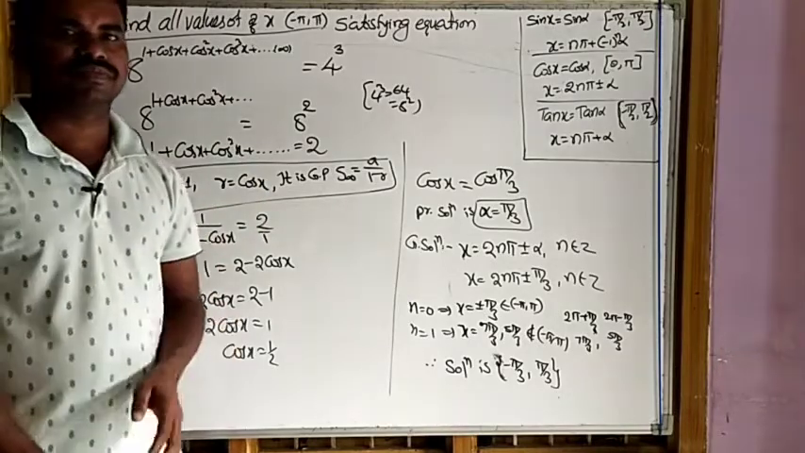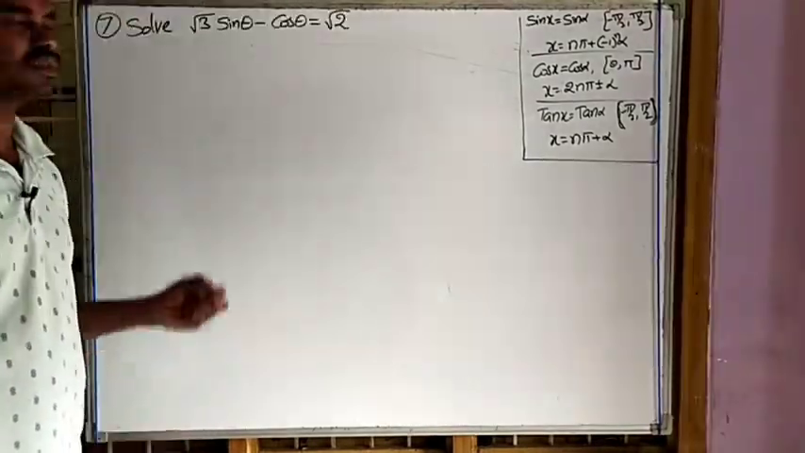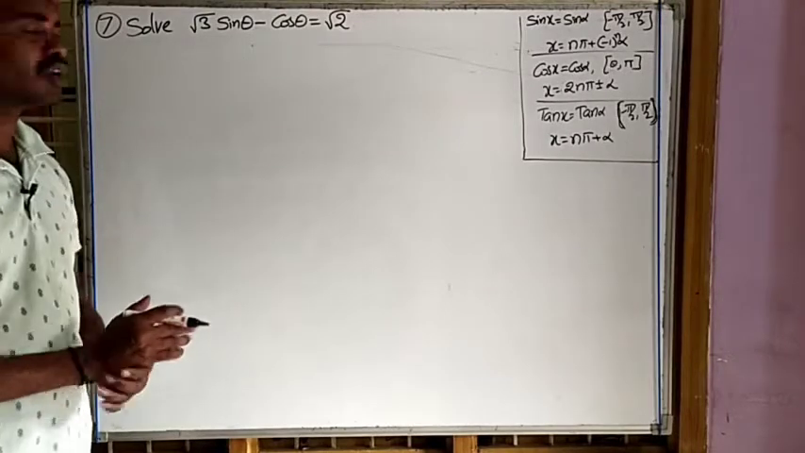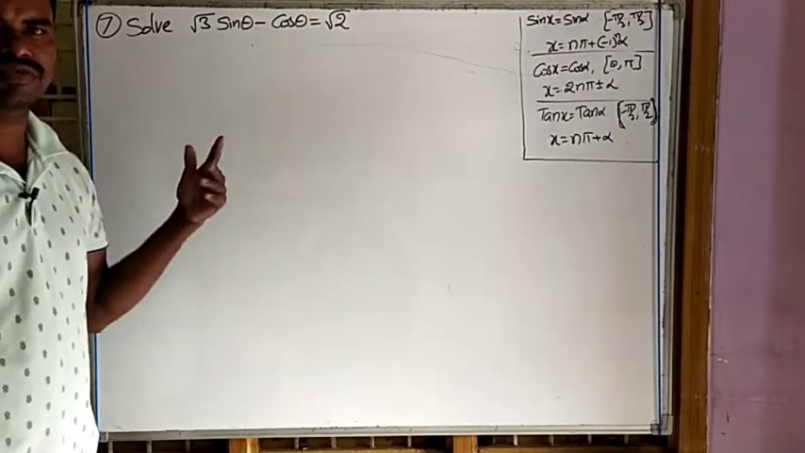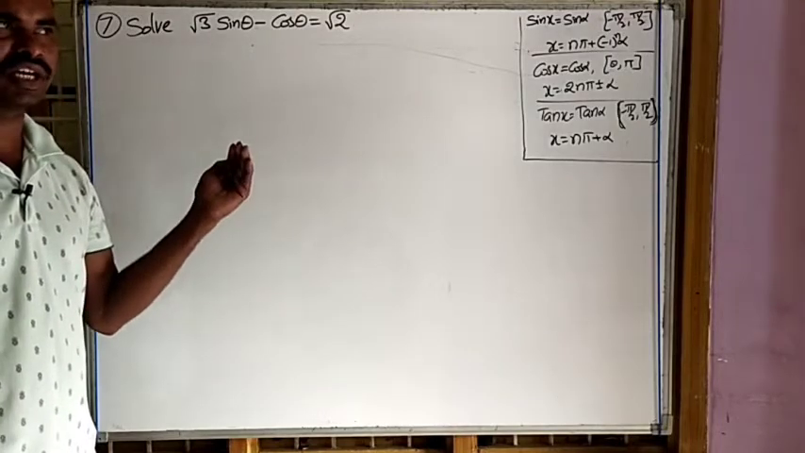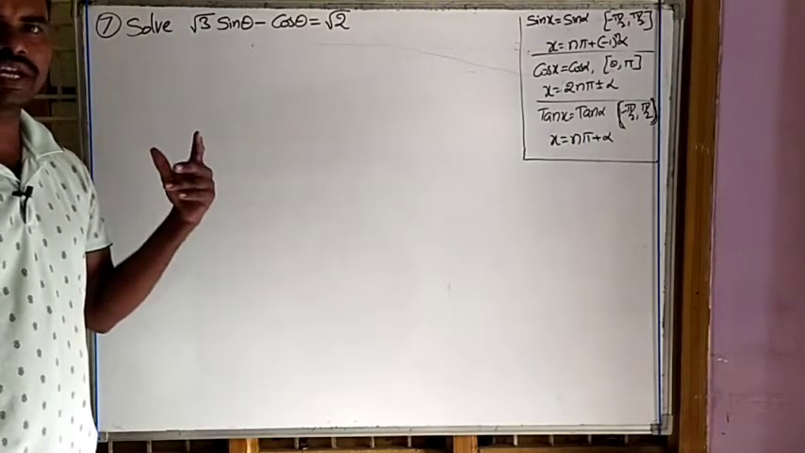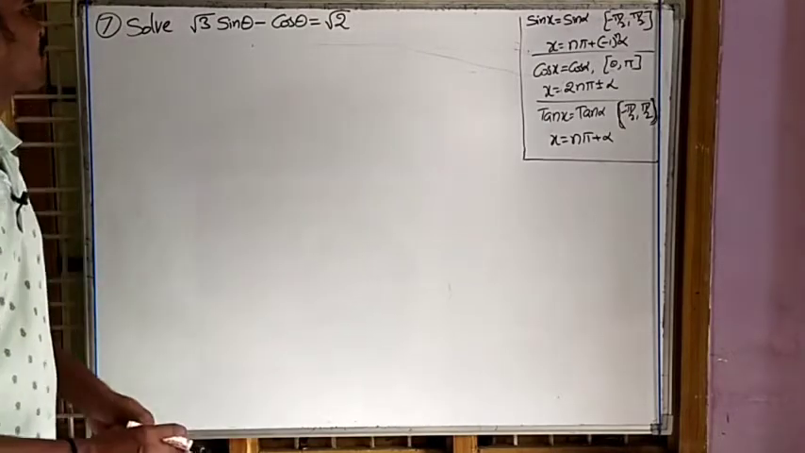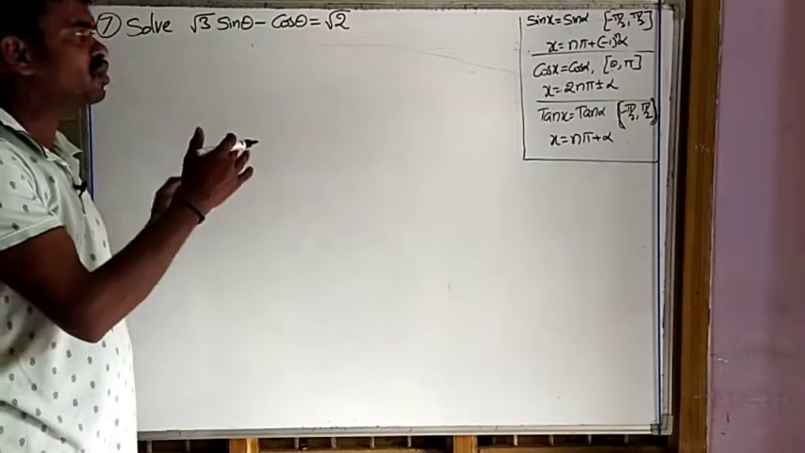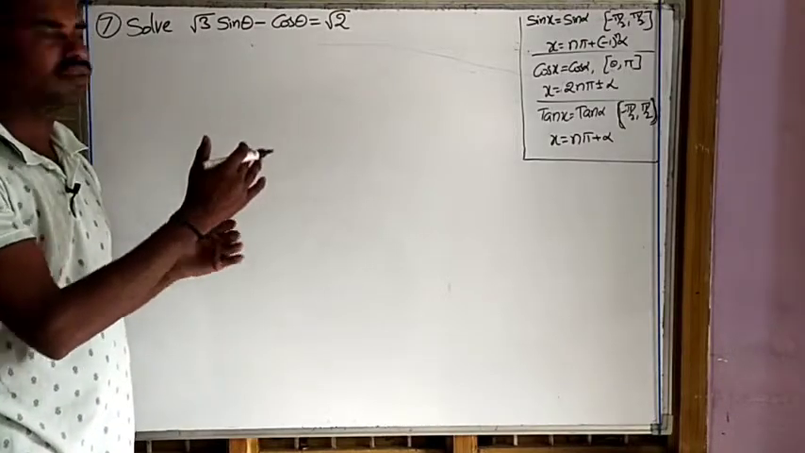Okay, next question. Yeah, 7th question: solve root 3 sin theta minus cos theta equal to root 2. This is the last question in this video, and one more, an 8th question, is also there, but that will be given for your homework like an exercise. The same kind of question will be the 8th question, so you can solve it in your own way.